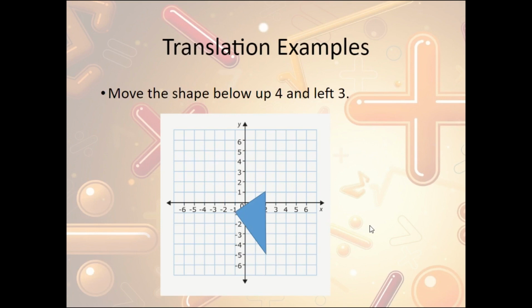Let's look at another example. It says take the shape below and move it up 4 units and to the left 3. So again, take each of the points, move them to the left 3 and up 4.